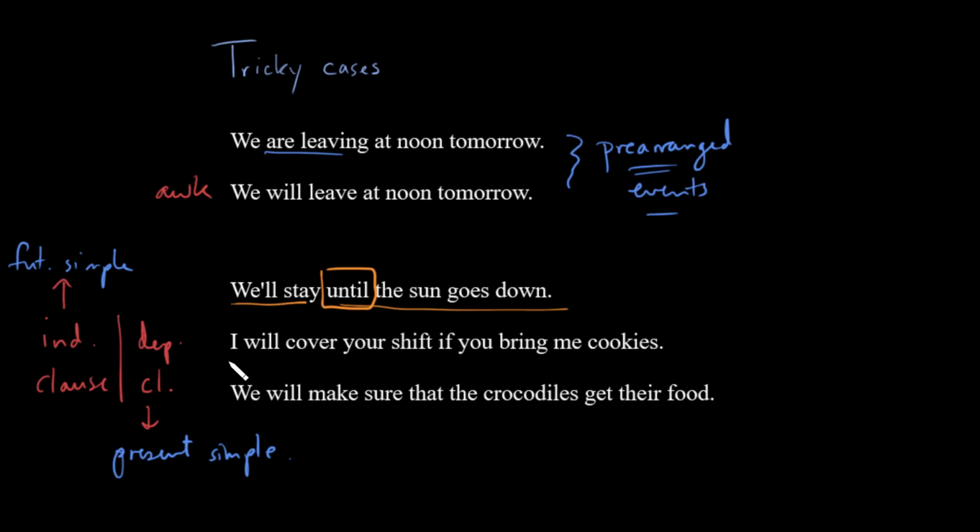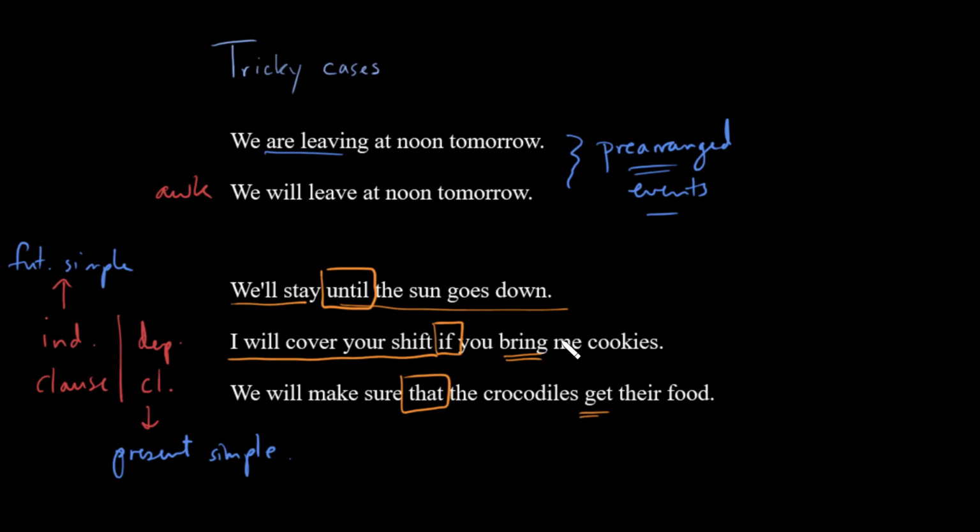Okay, second one here. "I will cover your shift." There's our independent clause that can stand by itself as a sentence. We have "will cover," that's our future simple. And then our dependent clause starts with this conditional conjunction here. "If you bring me cookies." And notice how again we have "bring," present simple, instead of "you will bring me cookies." Last one, very similar. We have a "that" clause, and in the "that" clause we have "the crocodiles get their food," not "will get their food."